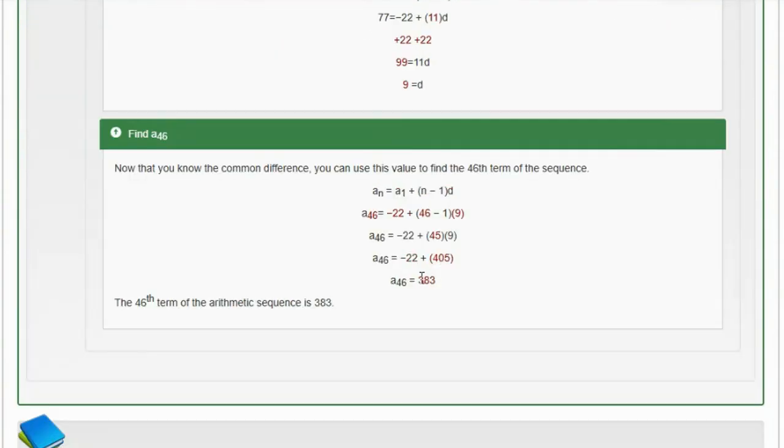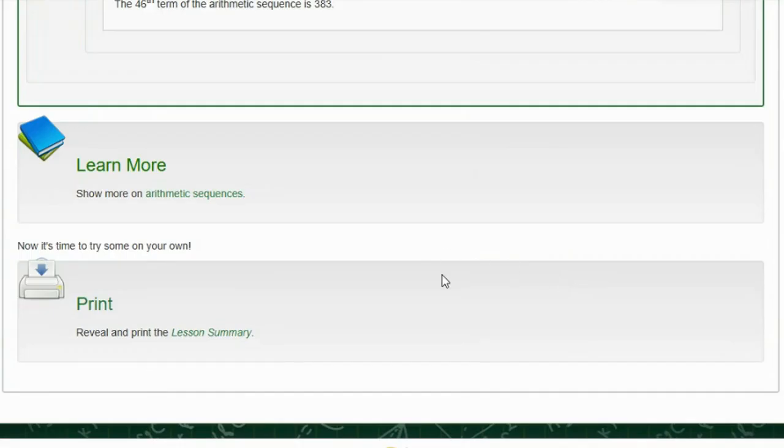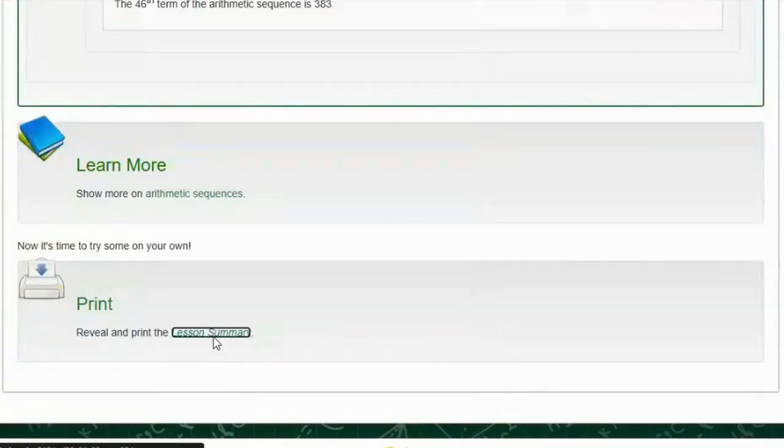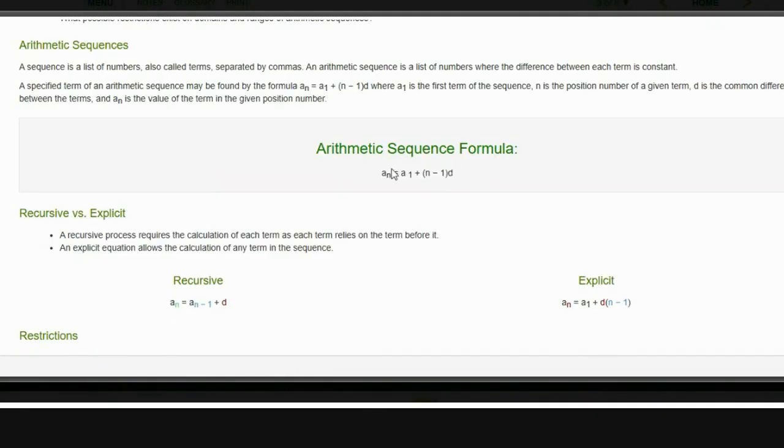So then, knowing that, A46 equals negative 22 plus 46 minus 1 times 9, it is 383. Okay, that's not terrible. There's more examples. If you need more examples and you're not confident yet, there's another one. Here's the lesson summary. Has the arithmetic sequence formula.